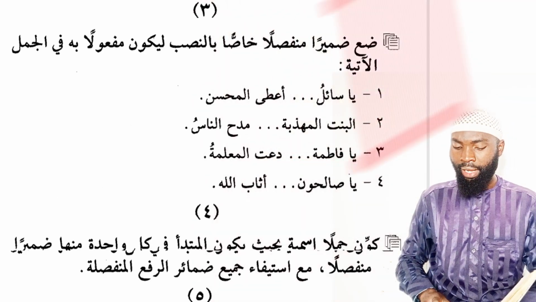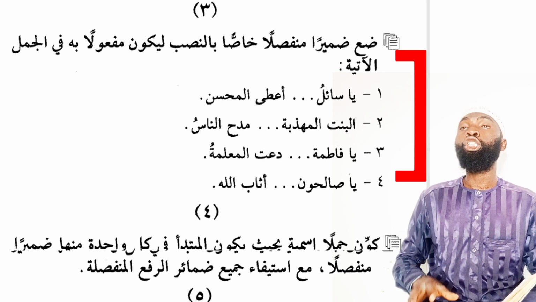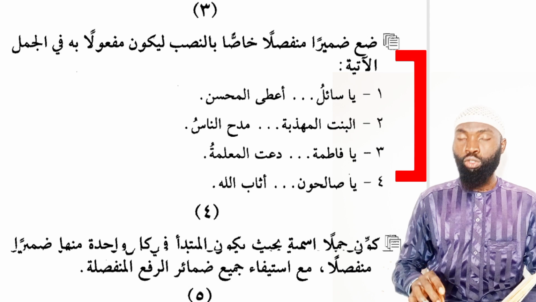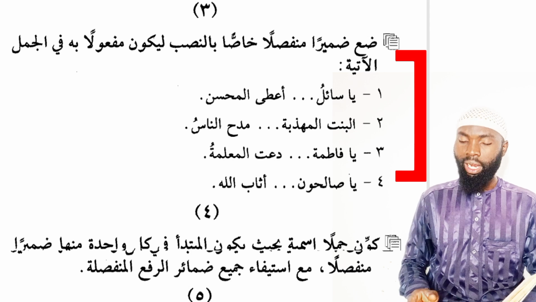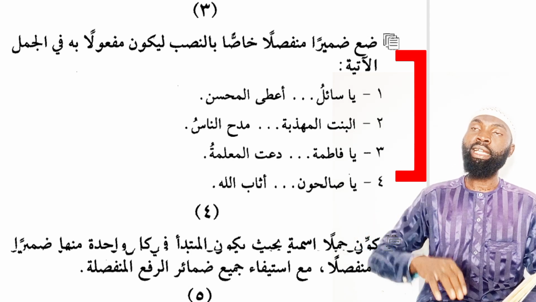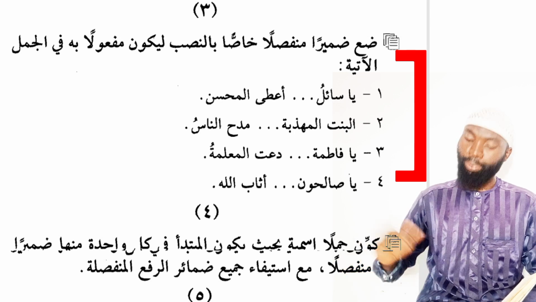Exercise number 3, we have da' damira munfasilan khassan bin nasbi liyakuna maf'ulan bihi fil jumal al-atiya. You are to now use the accusative pronouns to fill in the gap. The first one we have ya sa'ilu iyyaka a'til muhsina. Number 2, you have al-bintu muhadhabatu iyyaha madahan nas. It means the well-trained girl, it is she that people will praise.